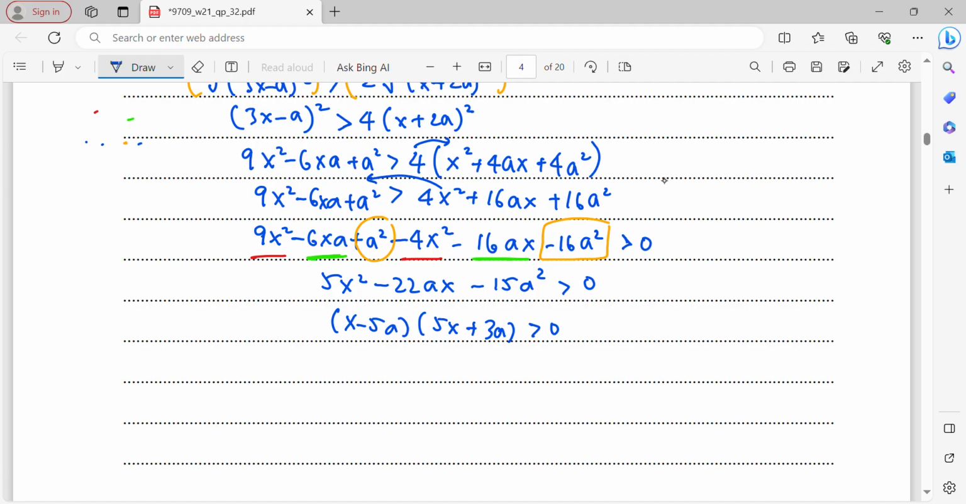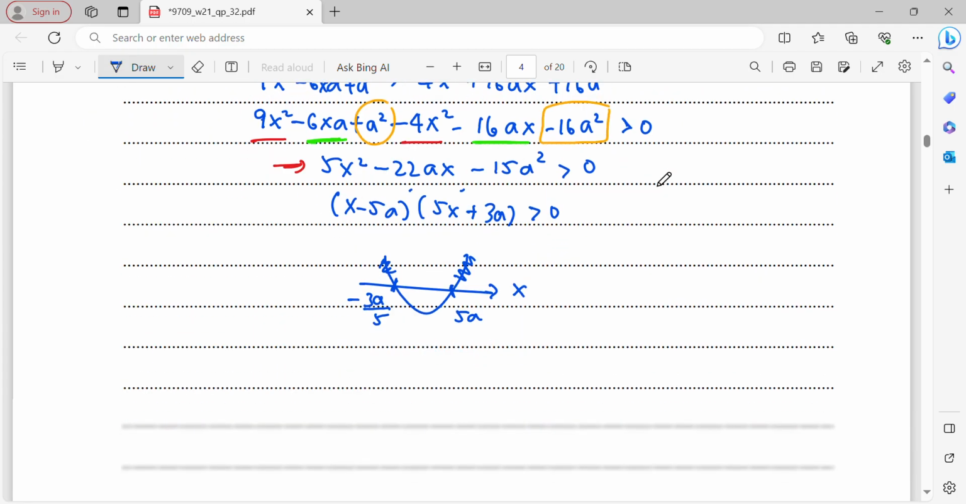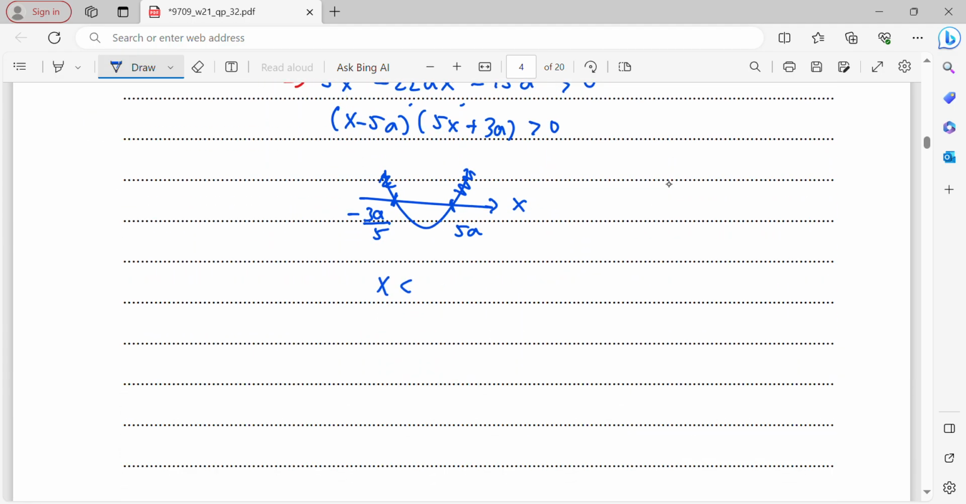This means that when I sketch this graph, obviously when you sketch this quadratic curve, you'll be getting a minimum point. Therefore, the graph will be U-shaped. This is the x-axis. Then here is going to be negative 3a over 5, and this is going to be a. So this whole graph is greater than 0, meaning it is above the x-axis, which means your x is either less than negative 3a over 5 or x is greater than a. So that's the solution of this question.